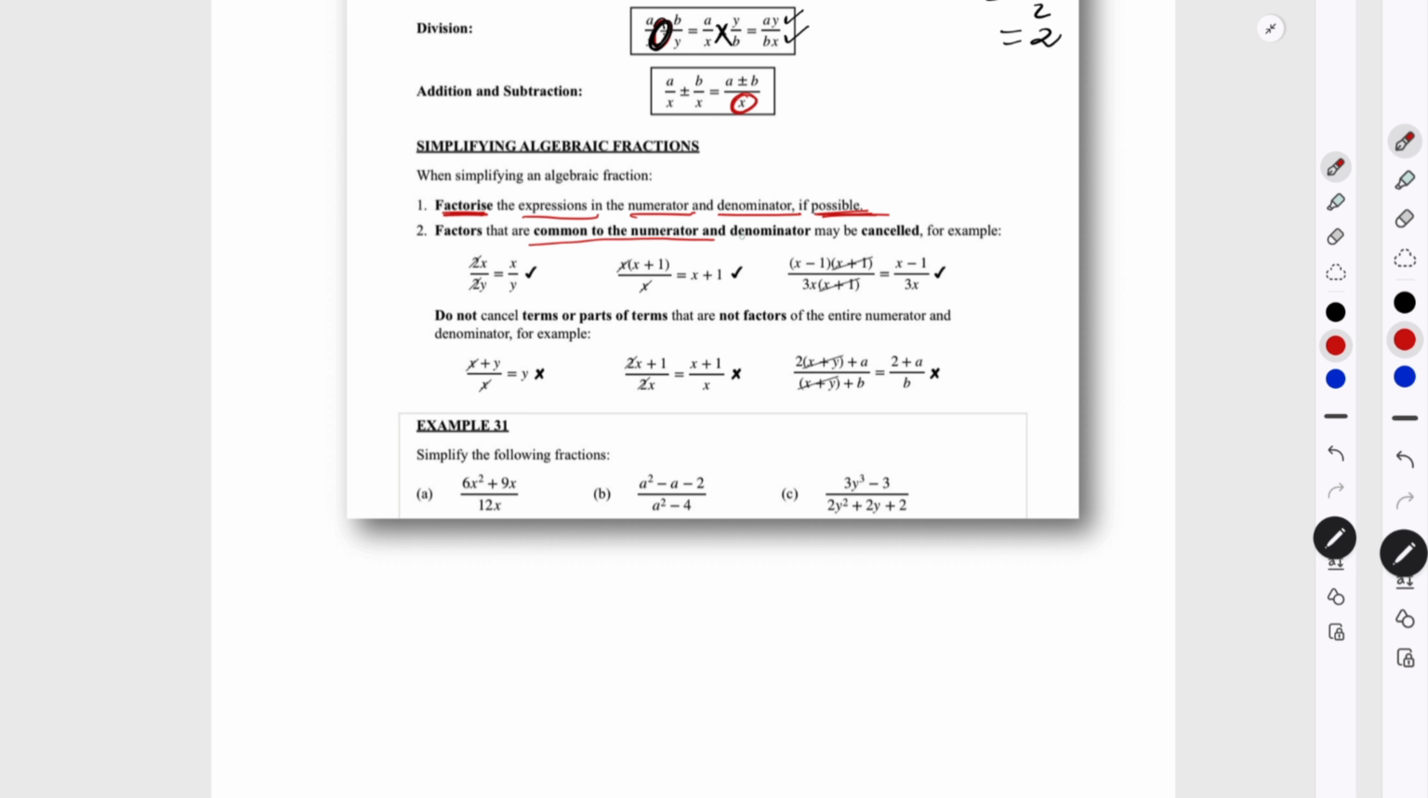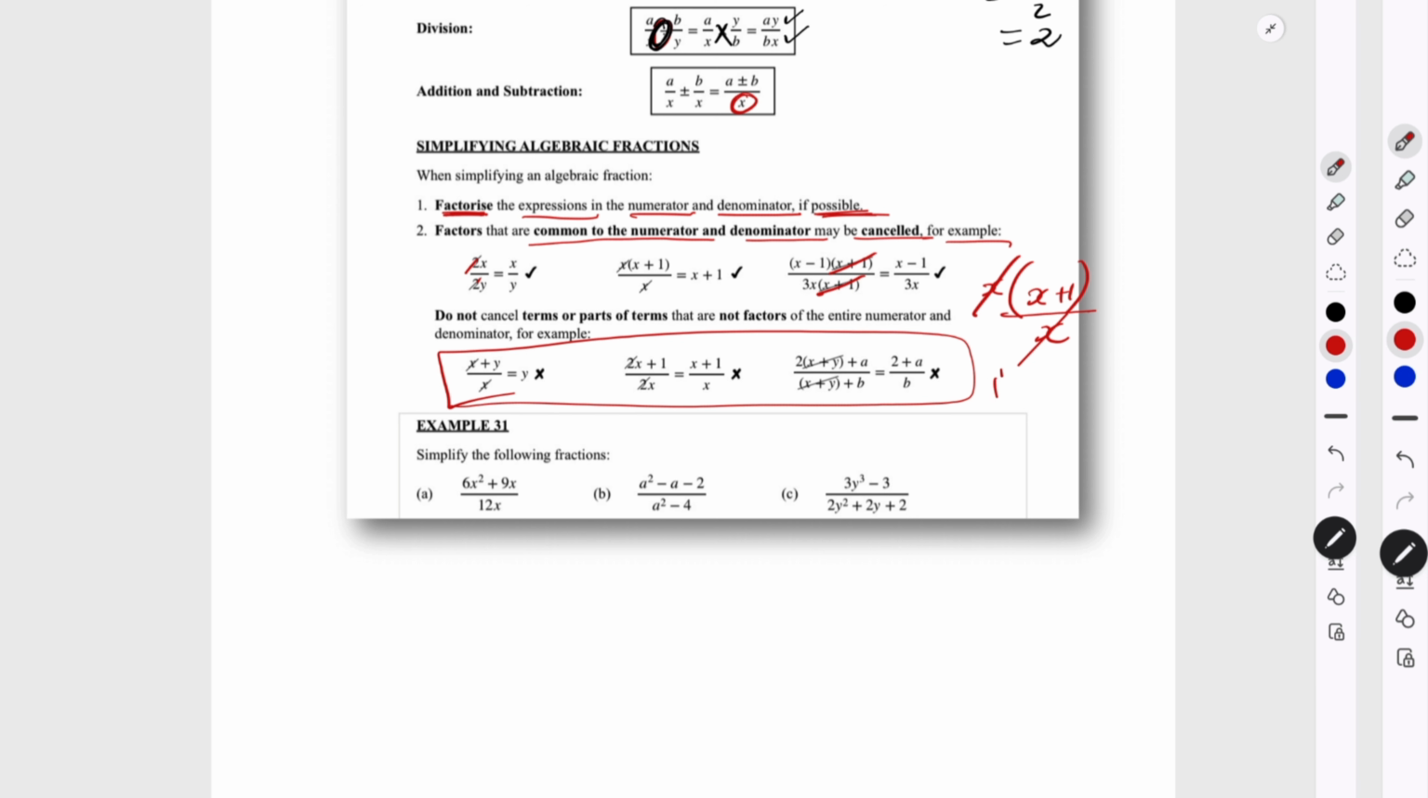Factors that are common to the numerator and denominator may be cancelled. For example, if I'm having 2x divided by 2y, the 2's can go, I'll have x and y. Also, if I'm having x, open bracket, x plus 1, over x, this x can go, but you can't cancel the x that is inside with the one outside. No, only the ones that are outside. Also this here, you see they cancel that. I can't cancel this x or that because of that minus. Are we clear, guys? And then they show you what you cannot do. This is illegal. People do this, but this is illegal. I don't want to see you doing that. Please, I don't want to see that.